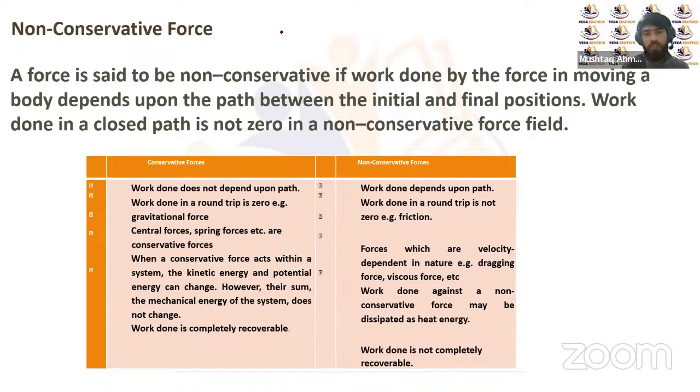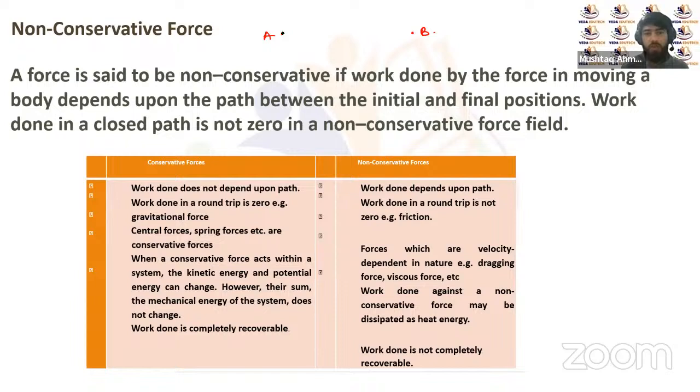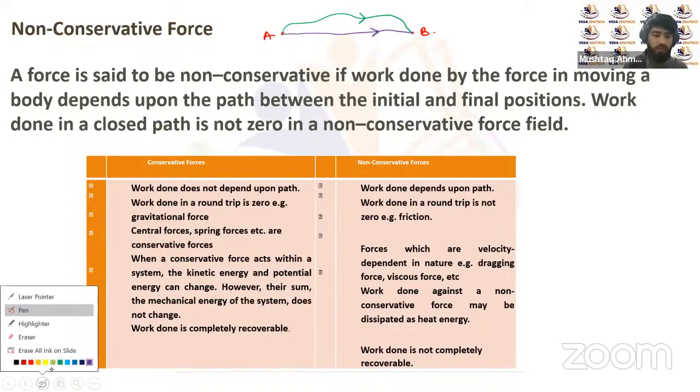Let's suppose this is point A and this is point B. Now, between point A and point B, if we take this particle through different paths, this is the first path, this is the second path, and this is the third path.